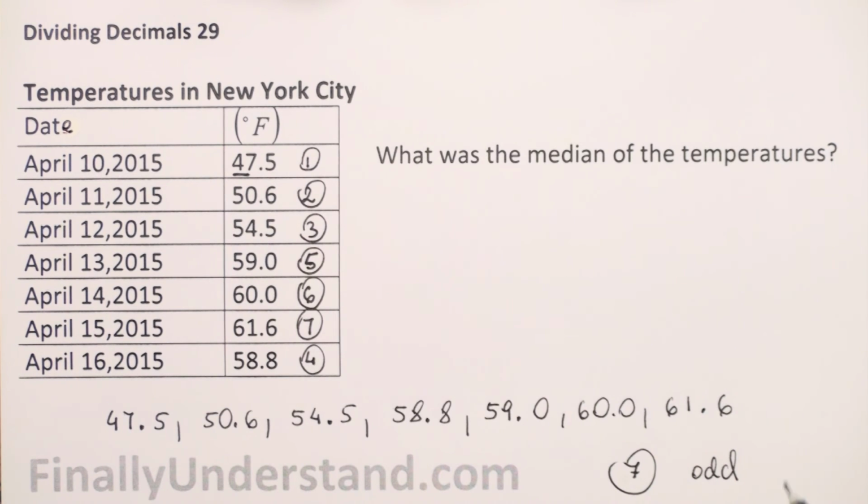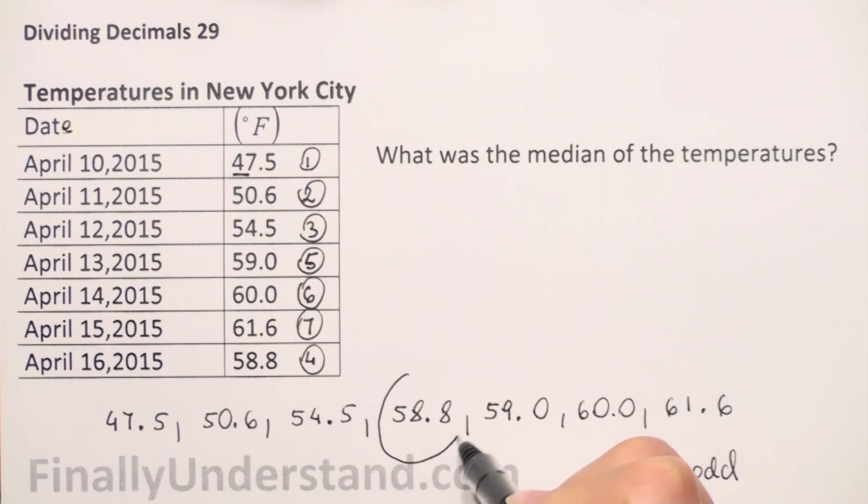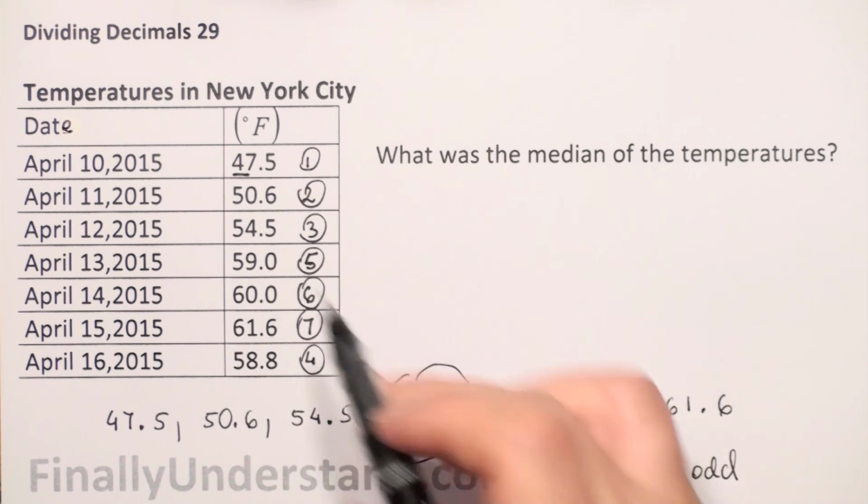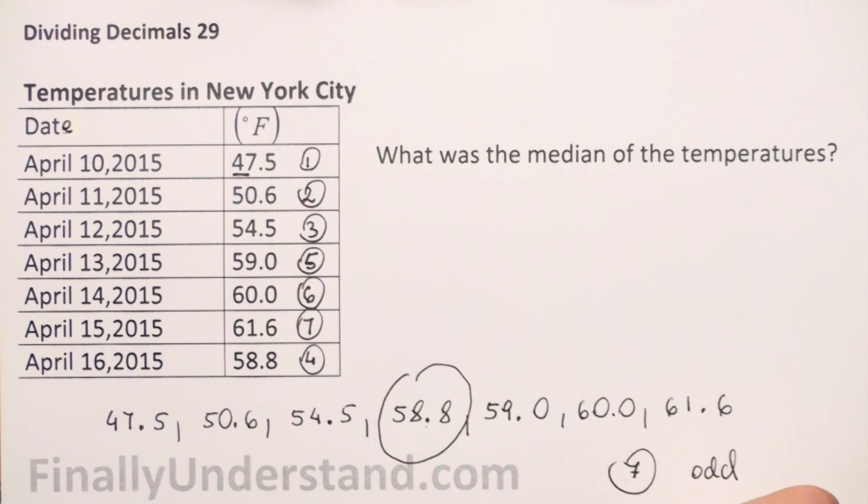The middle number is 58.8. So the median will be 58.8. Of course, we have Fahrenheit degrees. So this is the median of the temperatures. This is my solution.